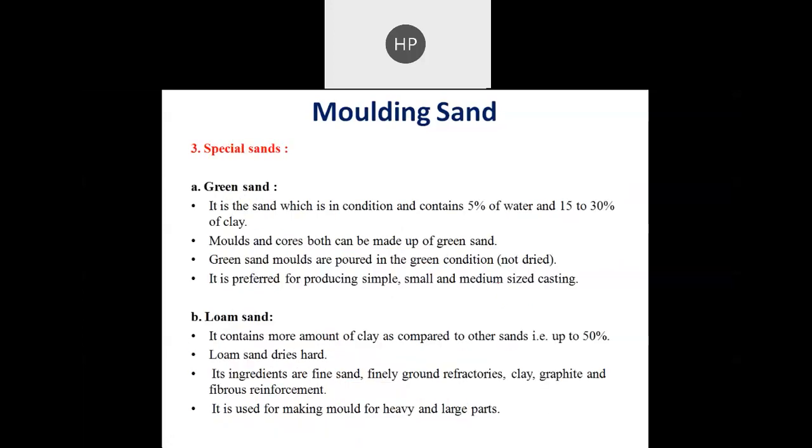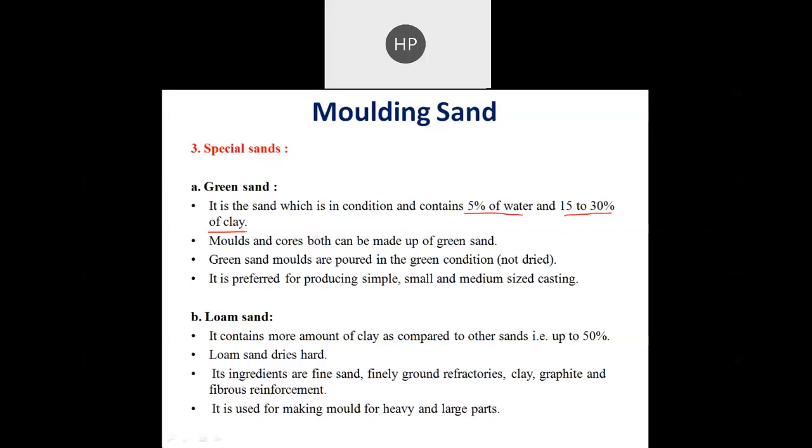Then third is special sands. The third type of sand is special sand, and in that we have certain categories of sand. The first one is green sand. It is the sand which is in a wet condition and contains 5% of water and 15 to 30% of clay.